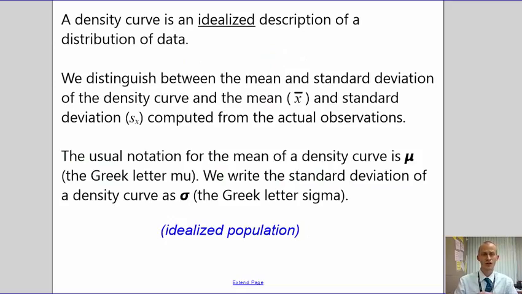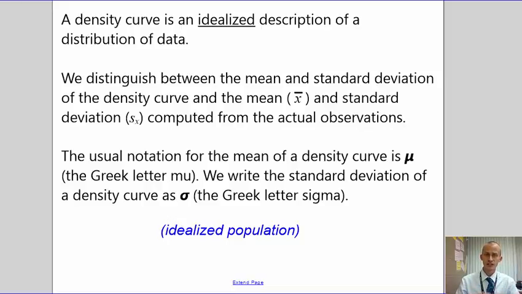Density curves are idealized versions of our data. So going back to that histogram, we had the overestimates and underestimates by that curve. That's the same idea. We are idealizing the data to say, yes, it's perfectly symmetric.